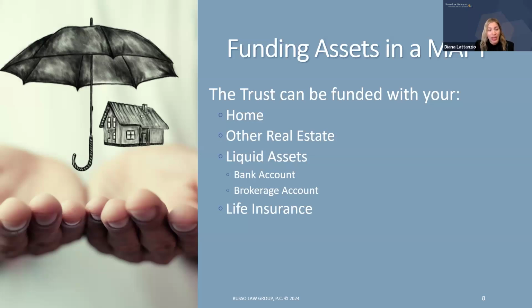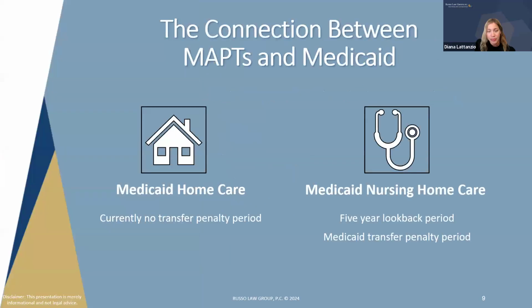And so we normally recommend that you fund it with your primary residence. You can also have investment properties that can go into it. Liquid assets such as bank accounts and brokerage accounts are all fine. Annuities, with some exceptions, and life insurance is always a great funding option. What you cannot put into it are any retirement assets. The retirement accounts must remain in your name individually, and the principal is protected anyway against Medicaid. So it just makes sense to fund the trust with real estate, life insurance, and other liquid assets.